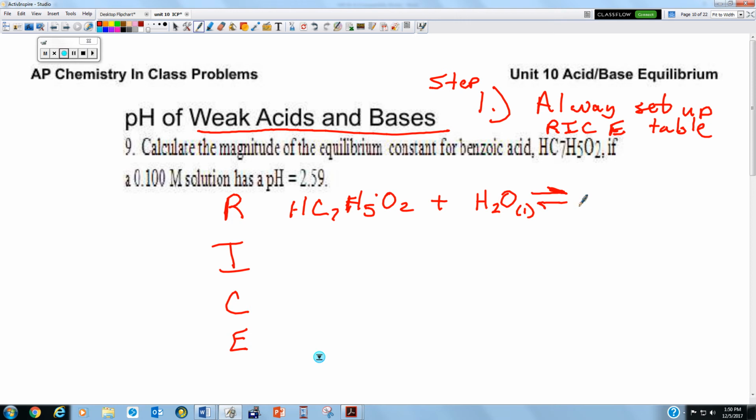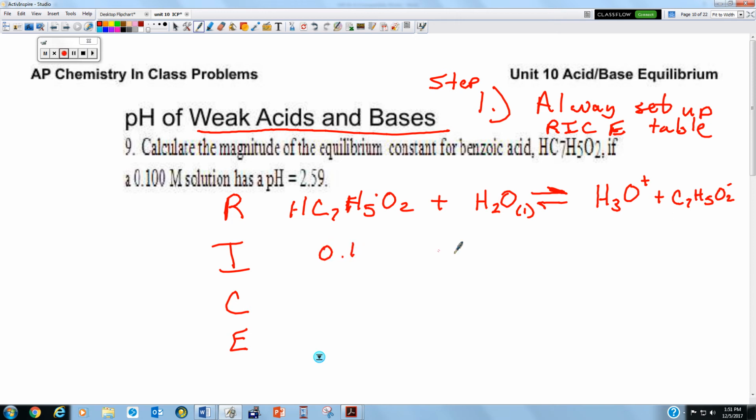Now, from there, this is an acid, so it's going to donate a proton. So this is going to become H3O plus, and then our conjugate base is going to be C7H5O2 negative. All right, now looking at our problem, what is our concentration of HC7H5O2?